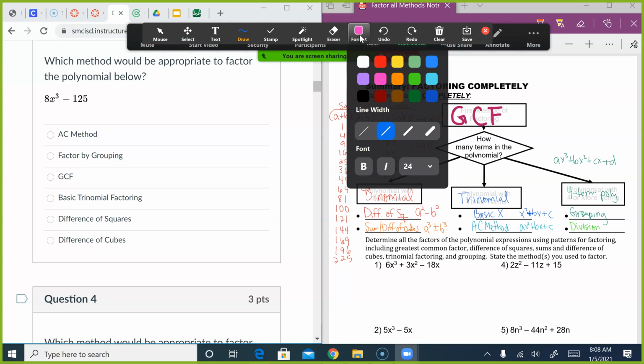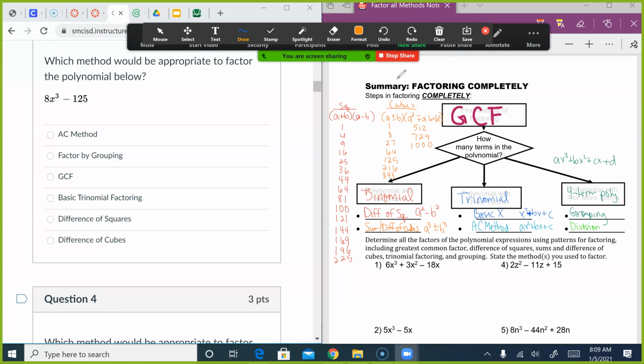So then I look at the terms. There are 1, 2 terms. So again, I'm in this situation. So it can't be trinomial, it can't be AC or grouping. There's no GCF, there's no basic. So it's either difference of squares or difference of cubes. Because it's a subtraction sign, I know it's difference. So it can't be the sum one.